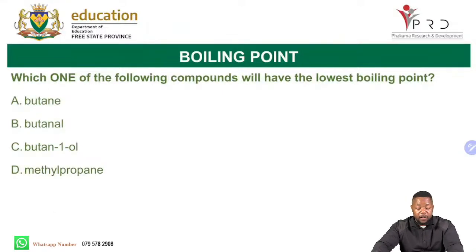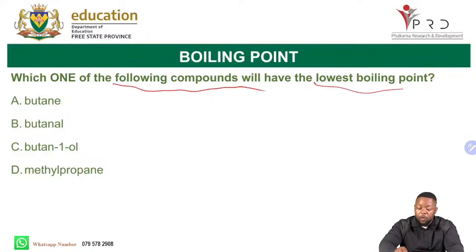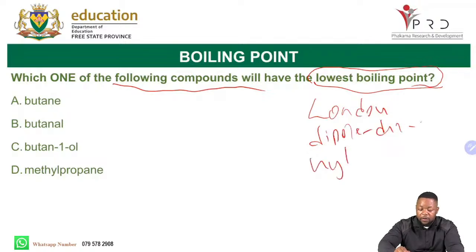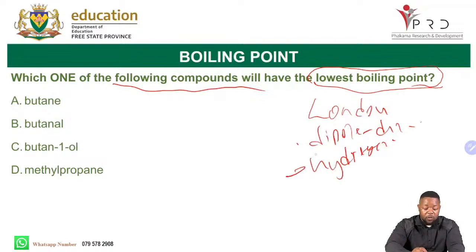Now, let's go through the multiple choice questions relating to the intermolecular forces. Which one of the following compounds will have the lowest boiling point? Remember, the lowest boiling point is associated with the weaker strength of the intermolecular forces. We have the London forces, the dipole forces, and the hydrogen bonds. Now, we know that the hydrogen bonds are stronger than the dipole forces, and the dipole forces are stronger than the London forces. Now, let's look at them.